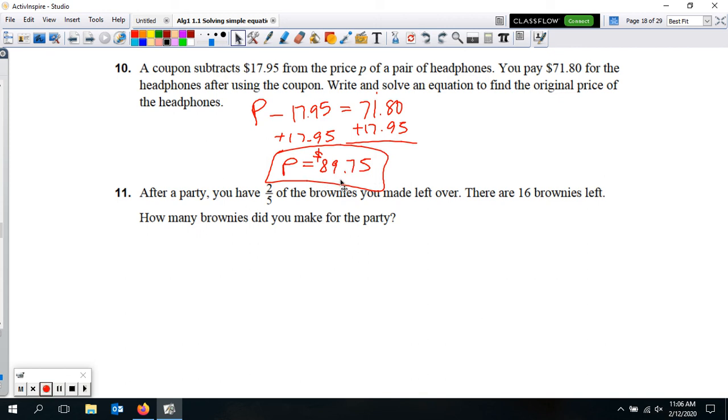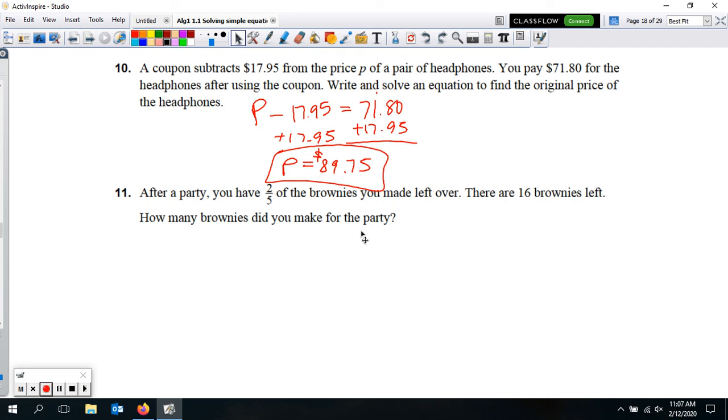All right, number 11 says after a party, you have 2/5 of the brownies you made left over. Okay, well, good for you then. You get some more brownies. There are 16 brownies left. Okay, there you go. You've got quite a bit of brownies still to munch on. How many brownies did you make for the party? So that's the question there. So again, what is the unknown? That's our first idea. We're trying to understand the problem.